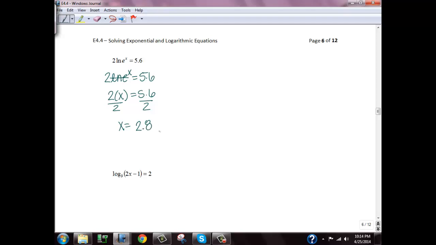Notice here the x was not inside my ln. I mean, it was, but it was an exponent, right? It wasn't the inside number. So since it's in the exponent, I don't need to check my solution. I can leave it like that.